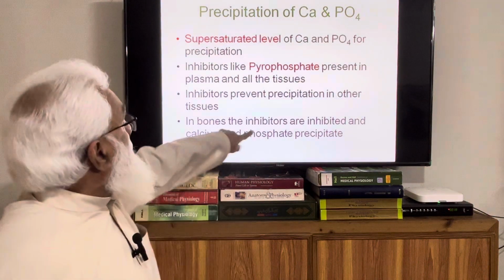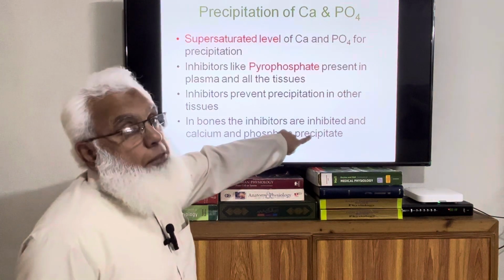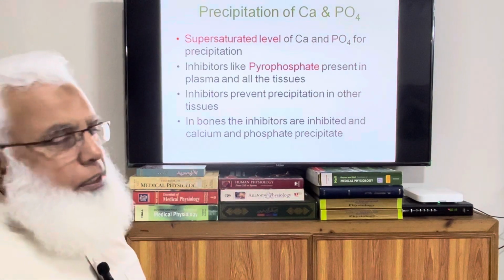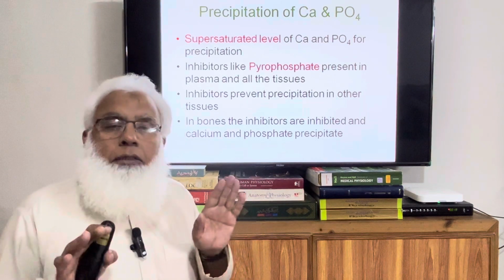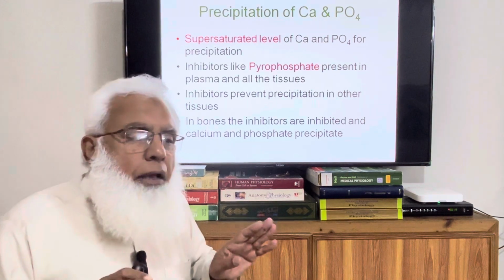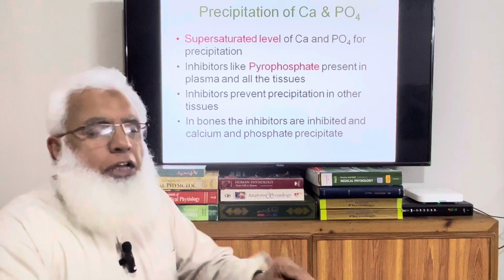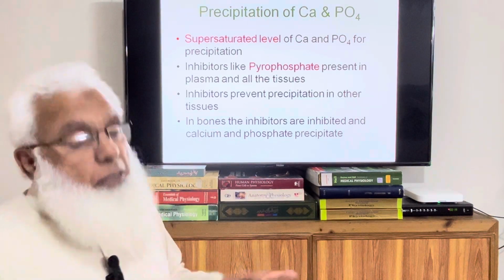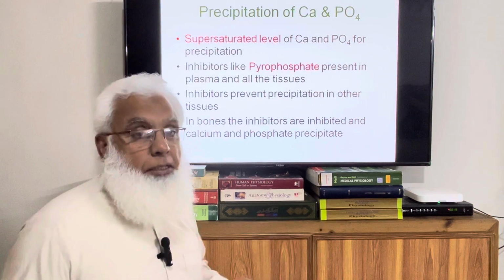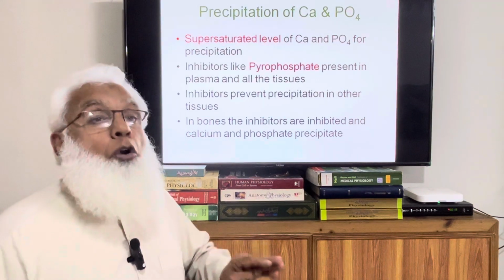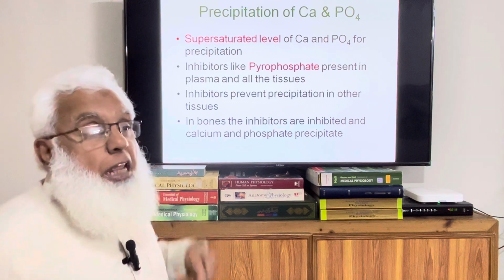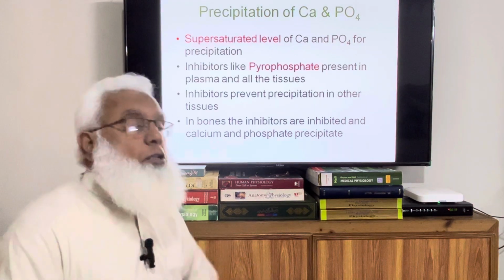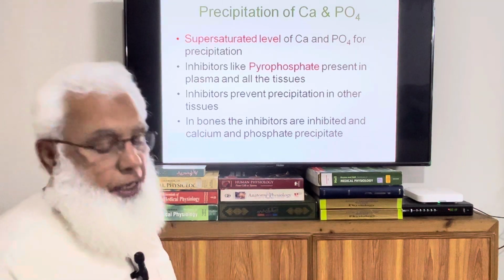So pyrophosphate is inhibited in the bone, and precipitation occurs. आगे हम देखेंगे. So what is the basic concept? The normal level of calcium and phosphate is sufficient to be precipitated anywhere, but most of the tissues contain inhibitors in the form of pyrophosphate or some other inhibitor. They don't permit the precipitation. But in bones, these inhibitors like pyrophosphate are themselves inhibited, so precipitation and calcification of the bone matrix occurs.